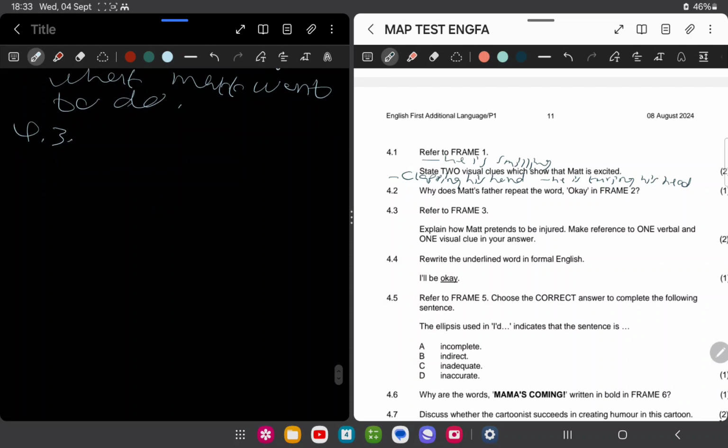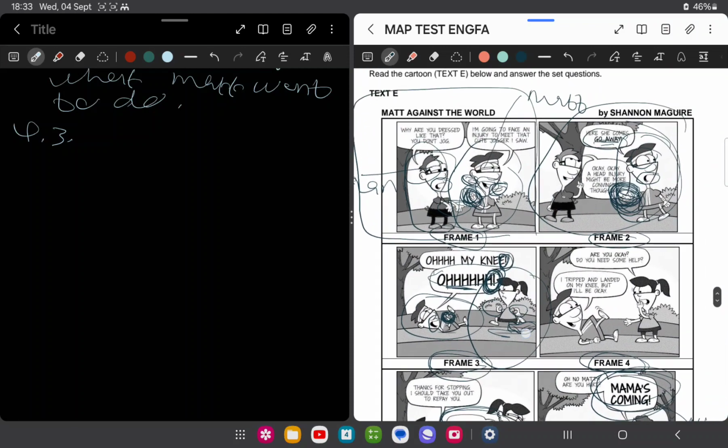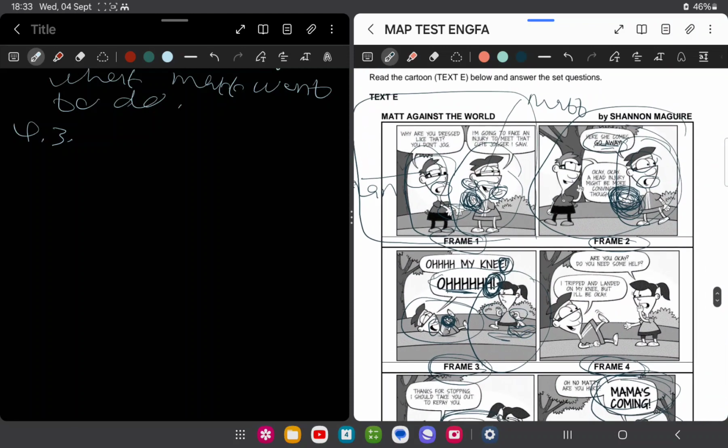Explain how Matt pretends to be injured. Make reference to one verbal and one visual clue in your answer. So we have to read the question. Refer to frame 3, meaning that we have to go back to frame 3. Here's frame 3. Then let's talk about the verbal clues first.